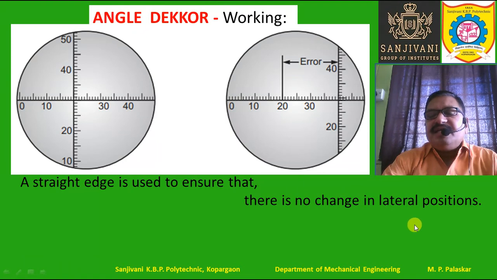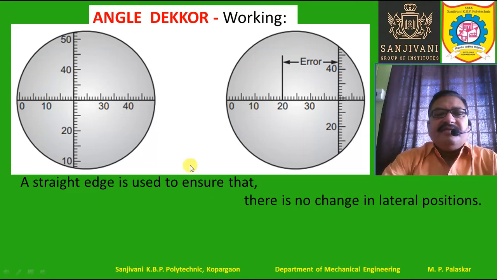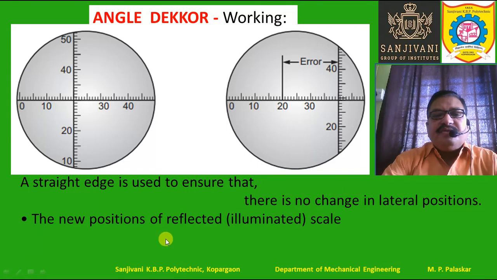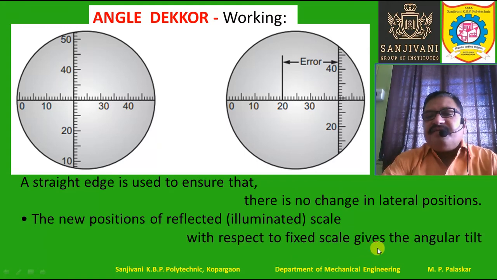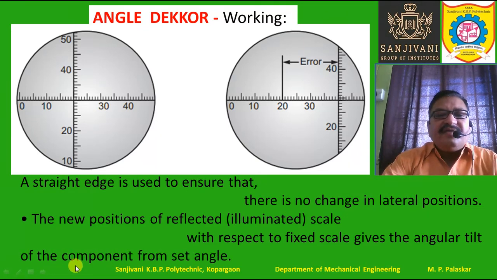A straight edge is used to ensure that there is no change in lateral positions. There should be no change in the lateral positions. So in order to ensure that, we are using a straight edge, and the new position of the reflected illuminated scale with respect to the fixed scale gives the angular tilt of the component from the set angle.